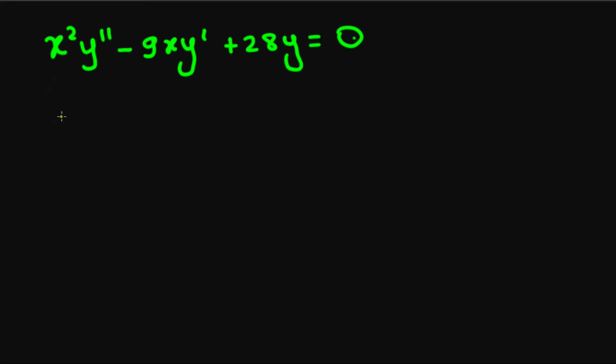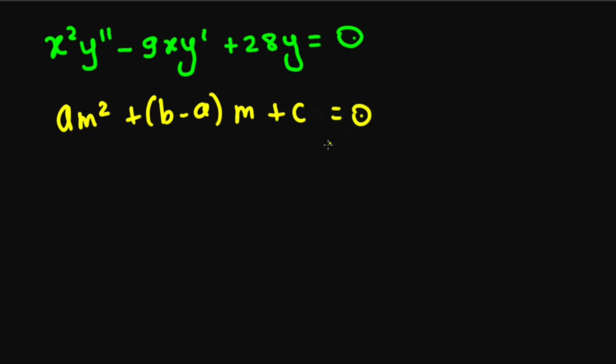Now the next thing is, we know that the auxiliary equation for the Cauchy-Euler is this pattern: am square plus b minus a times m plus c is equal to 0. Now the a, b, c values. A is the value in front of the first term, that's x square y double prime. We don't have anything, it means a is equal to 1, and b is negative 9, and c is 28 in this case. Okay, let's go ahead and plug all these values.